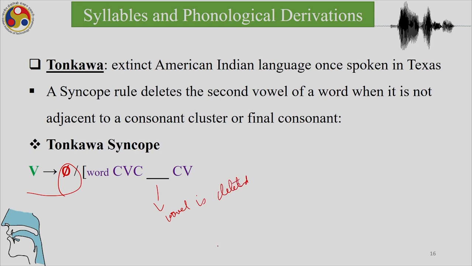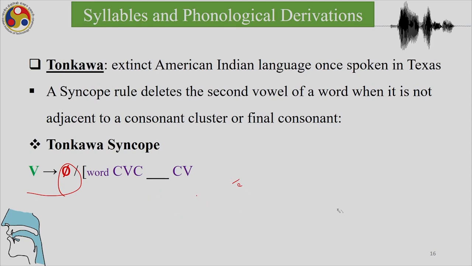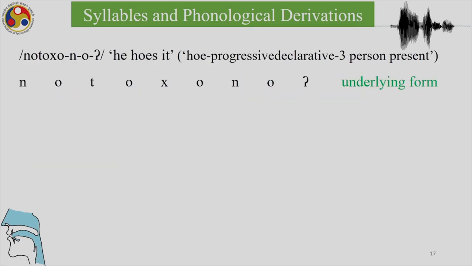Okay. So what does it show us? It shows us that the second vowel can be deleted, and that we have this kind of a syllable in Tonkawa instead of a CV syllable. Tonkawa now would like to have one vowel deleted so that it has two consonants in that position. Let's look at more examples.